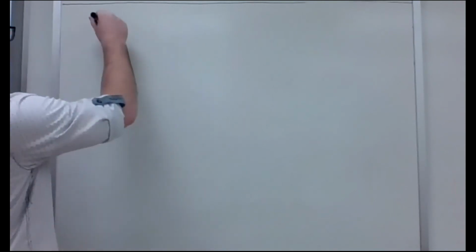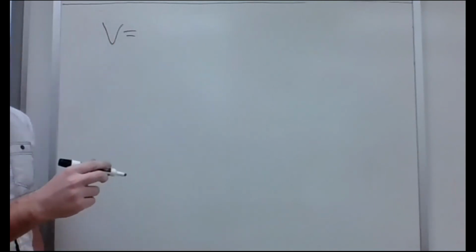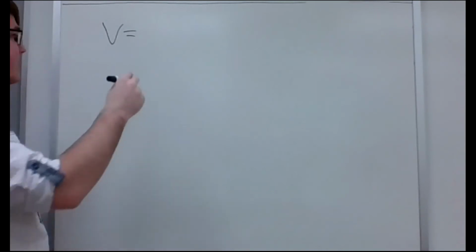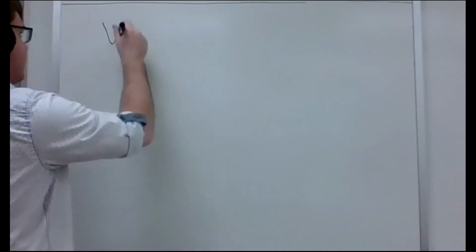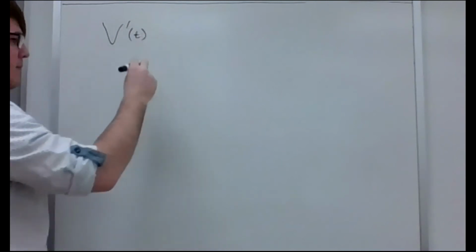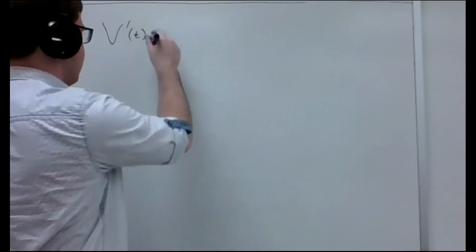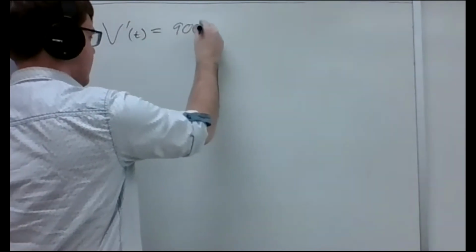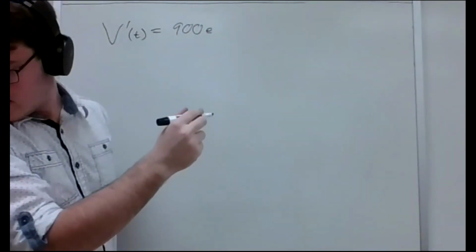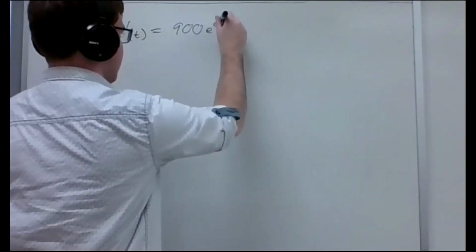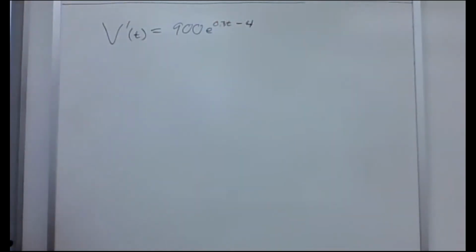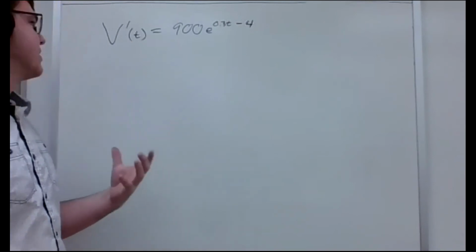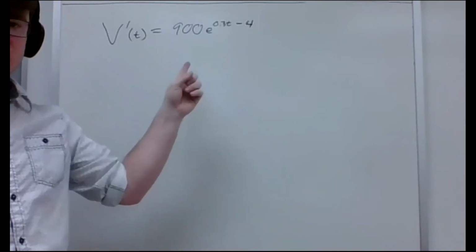And so the number of new viewers can be described by a function like this. The rate at which new viewers are coming, so this would be technically V prime of t, is equal to 900 e to the 0.3t minus 4. So the rate at which our viewers is increasing looks like this.